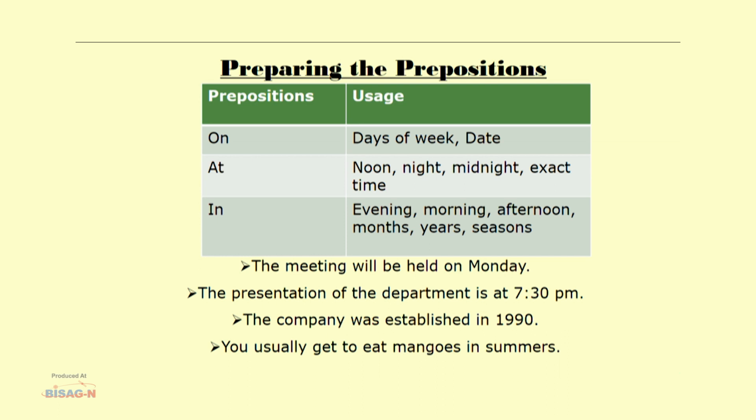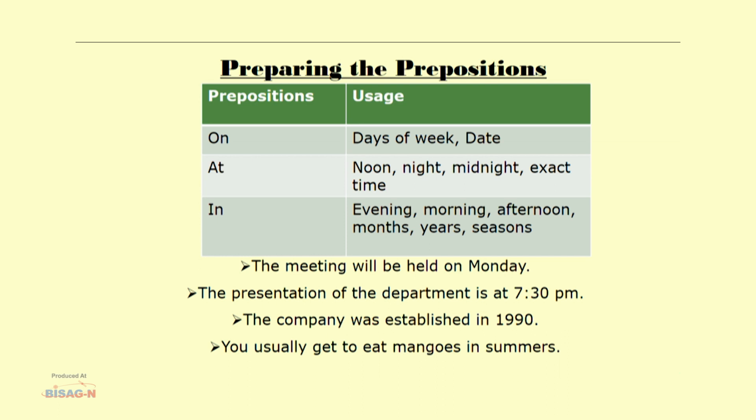Or even if there is a word like night: I'll see you, then there is a gap, and night. I'll see you at night. Or the meeting will be held at night. On is used for days of the week and dates. At is used for exact timings, noon, night, and midnight. Let's see what in is used for. In is used for evening, morning, afternoon, months, years, and seasons.